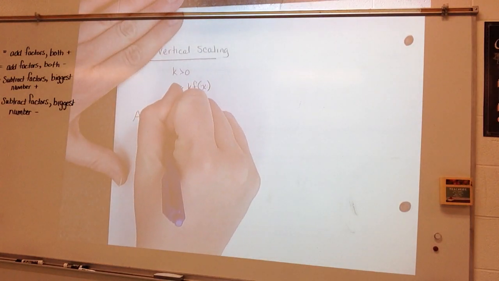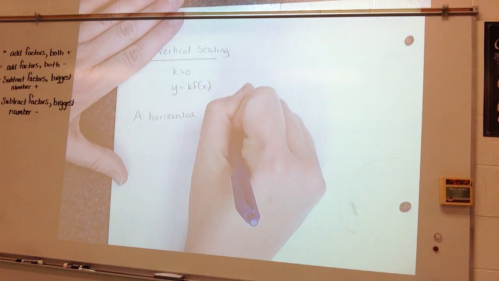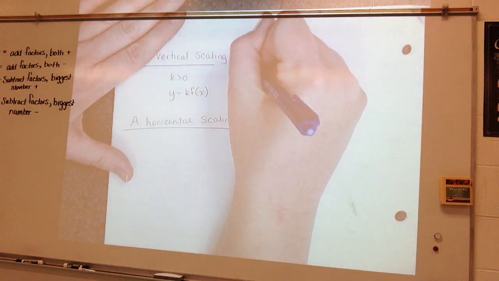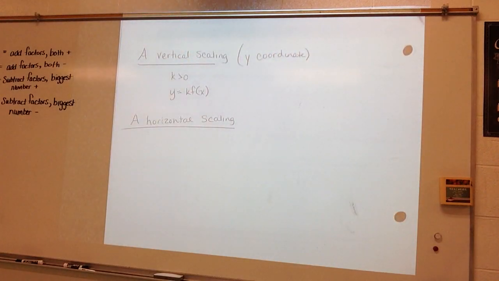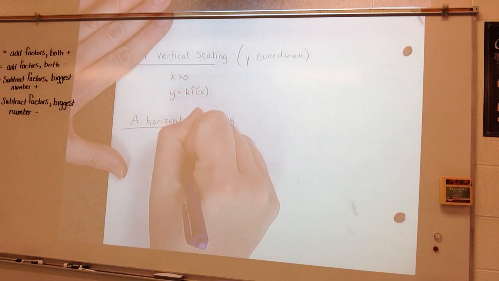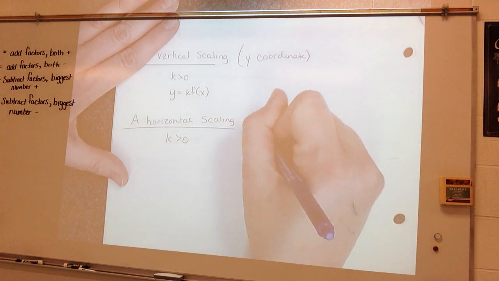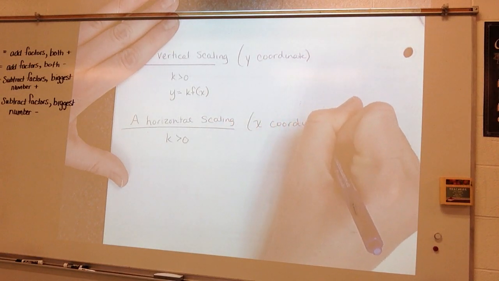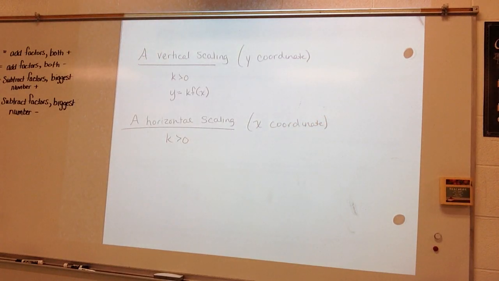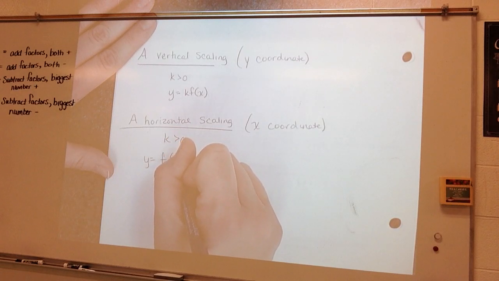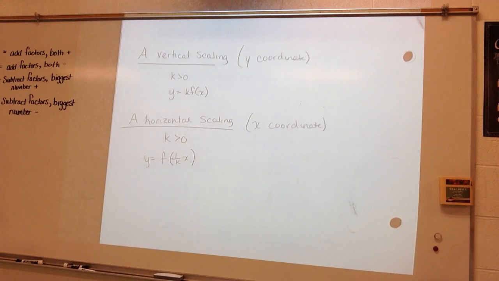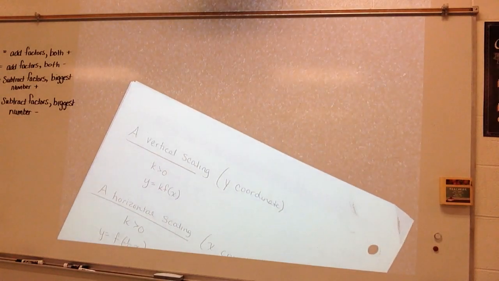Alright, we have what we call a horizontal scaling. Alright, this deals with our x coordinate. The horizontal scaling of a graph, k is greater than 0, takes every x value of the point x, y, and the result looks like this. Y is equal to f of 1 over k x. Alright? Now, what does that mean? Well, we're going to look at what this means.